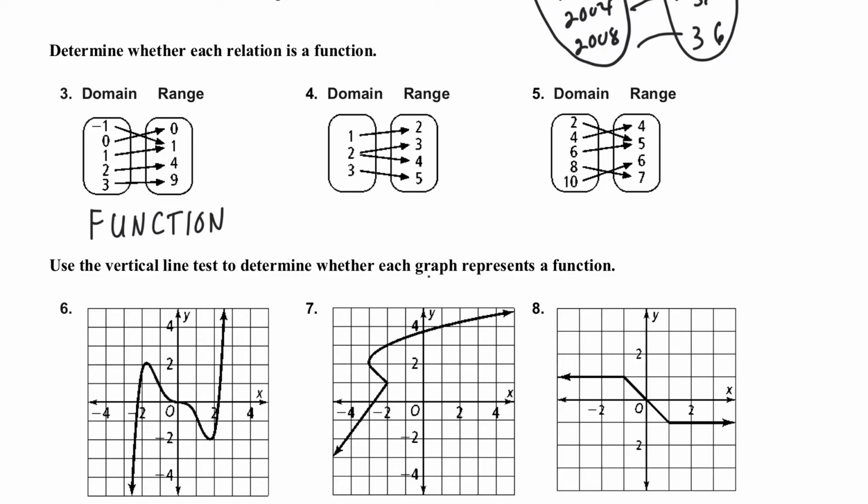We're going to go ahead and do number 5. And we have a mapping. We have 2 mapped to 5, 4 mapped to 4, 6 mapped to 5, 8 mapped to 7, and 10 mapped to 6. And you can see each value in the domain is mapped with 1 in the range, so this is a function.